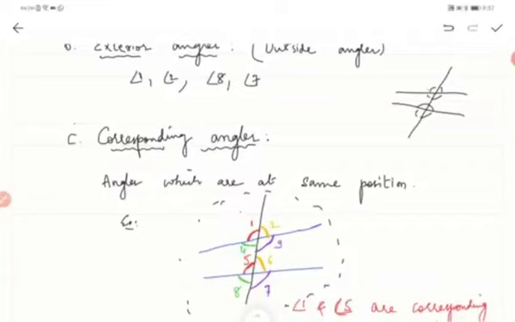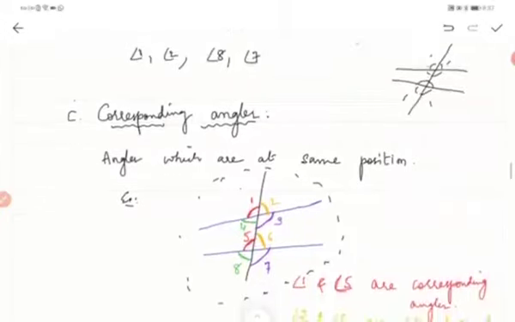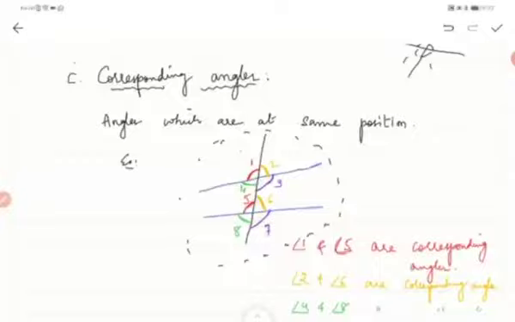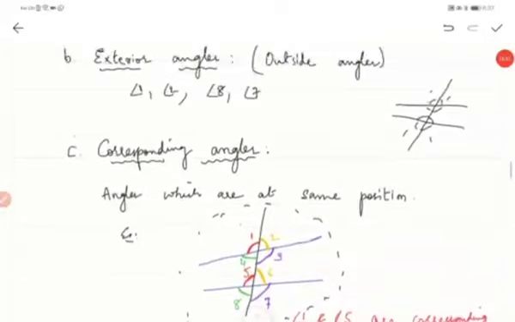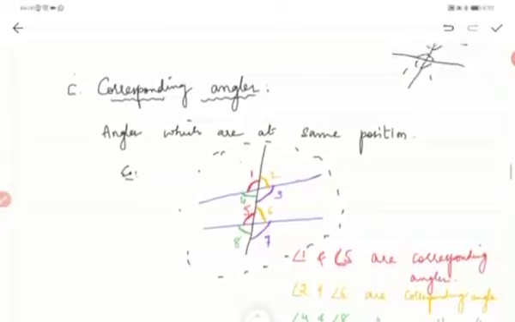Interior means inside angles, exterior means outside angles. Now we are going to study the next angle, corresponding angles. I think after this, for today we can stop. After corresponding angles, the rest of the angles of the transversal line we will study in the next video. Okay, so what are corresponding angles? Angles which are at the same position.